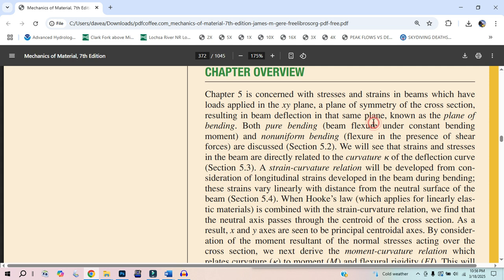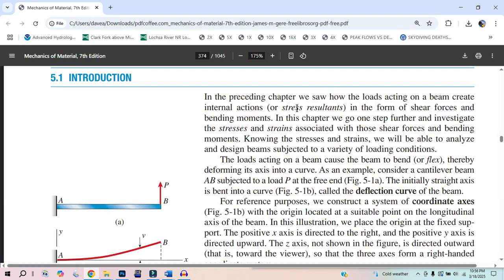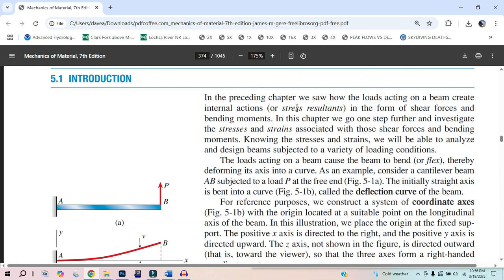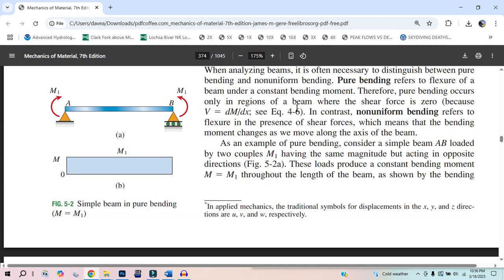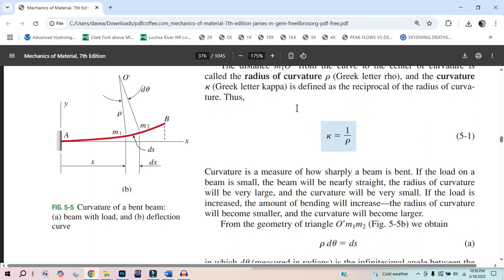We will see that strains and stresses in the beam are directly related to the curvature. And man, I hate this. This is like, what are they throwing at us? Curvature is just 1 divided by the radius. And so we can kind of go right to there. This is what I would do in a textbook. Even though that's just the introduction, you're trying to be like, well, what are they trying to tell us? Well, okay, so here's that cantilever beam.